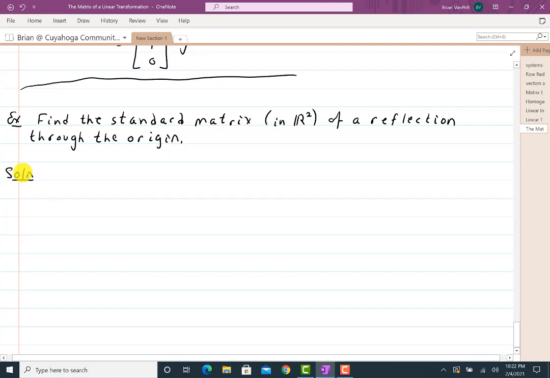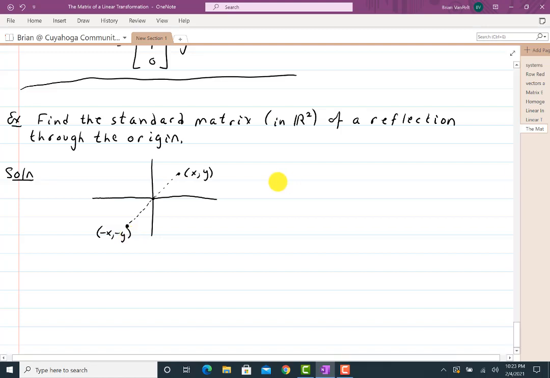So what happens here? If I take a point x, y, to reflect through the origin means that it's going to lie on a line through the origin, but it's going to be the exact same distance, just like a mirror through the origin. However, over there, we're going to get negative x, negative y. So that's what it's going to do to every point. It's going to reflect it through the origin. So I want the standard matrix for that.